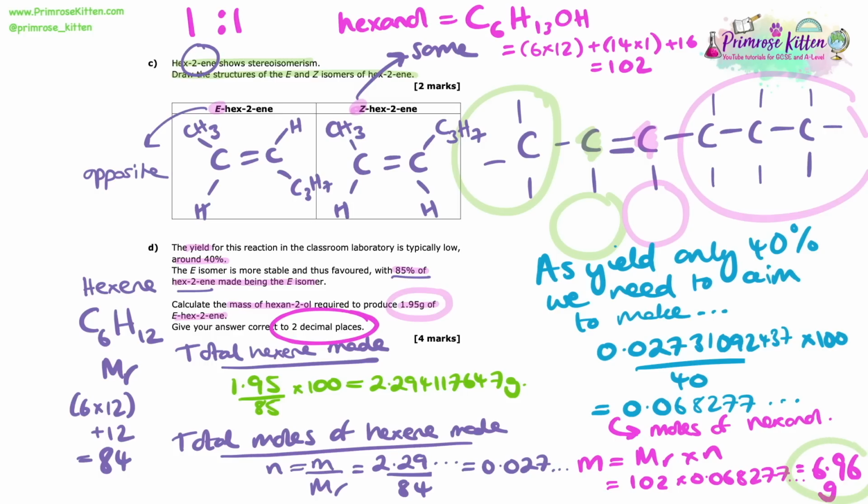And so that is our answer. That is the mass of hexan-2-ol that we need to use to make 1.95 grams of E-hexene.